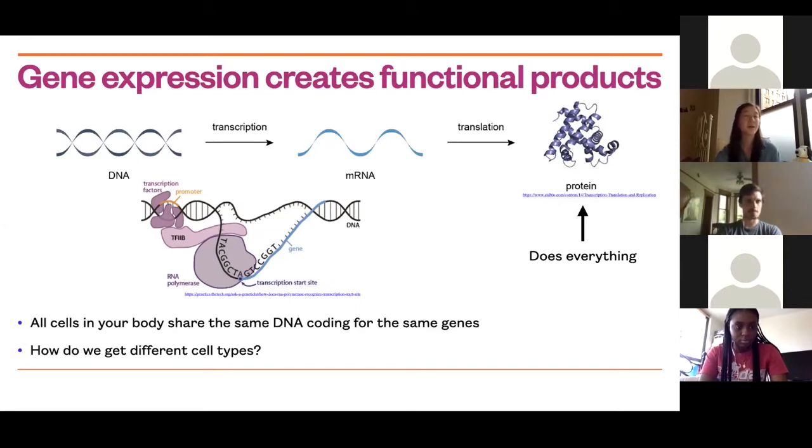Okay, so I'm going to start off with a question for you guys, because we all know, or now you know, that all the cells in your body share the same DNA that codes for the same genes, more or less. So how do we get different cell types? Because I have cells that form skin, I have cells that form liver, I have cells that form heart. So they all have the same DNA. How is it that they're different? Any ideas? Okay. It's still a little silent.